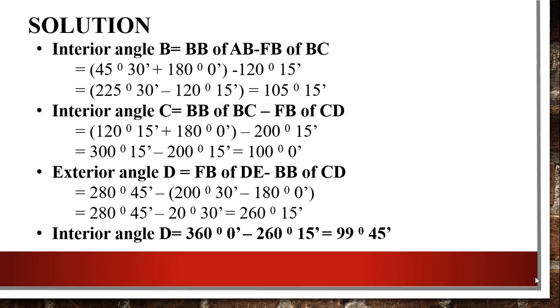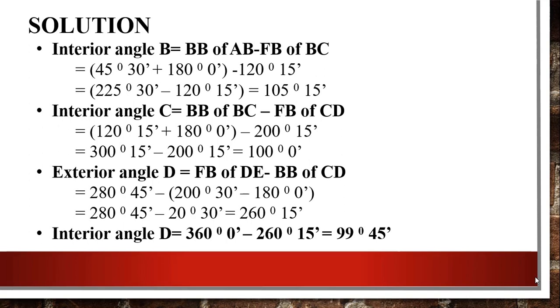Okay. Now in the next case, as the forebearing of CD is greater than 180 degree, the angle which is obtained here is the exterior angle. So for calculating the exterior angle, you have to deal with the forebearing of DE minus the back bearing of CD.